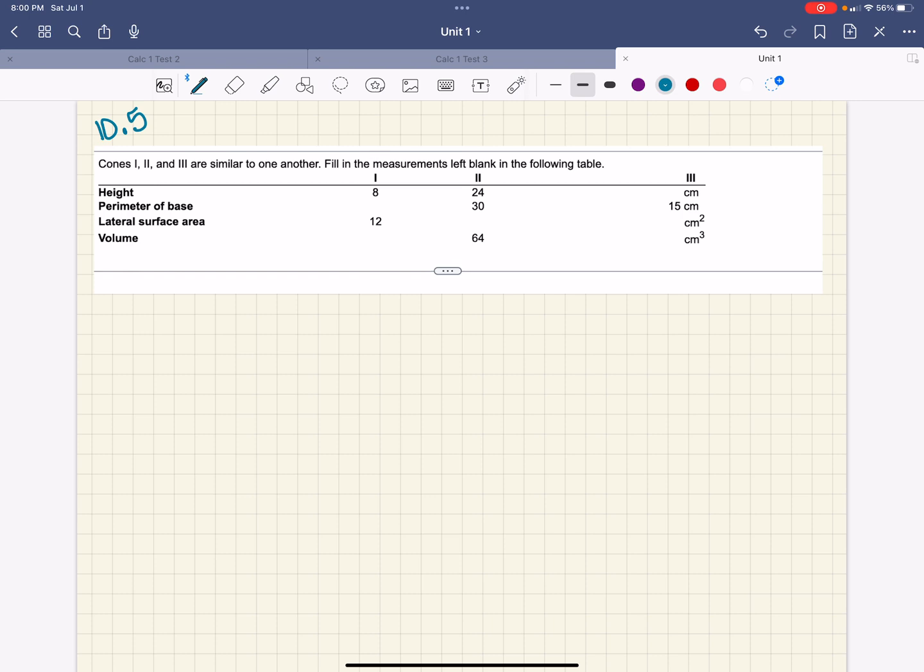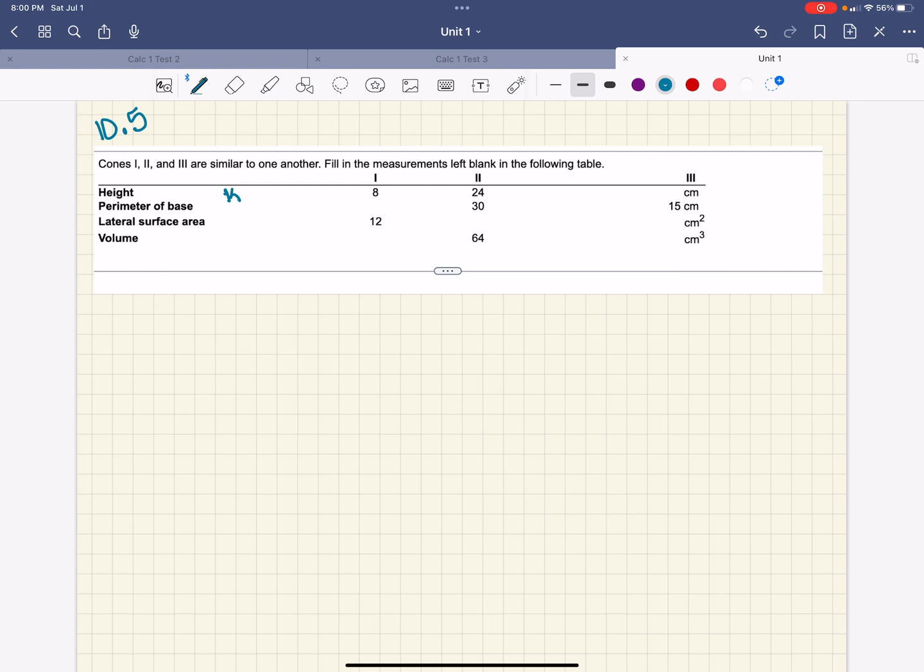Okay, well, this one is where we're looking at three different cones that are similar to each other. One of the things that I want you to realize is that when we are talking about height and perimeter, that is linear. And so, we are just going to have some value k here. We don't know what that value is, but it's just going to be k.